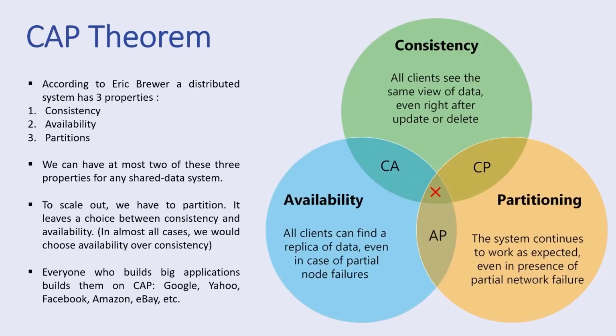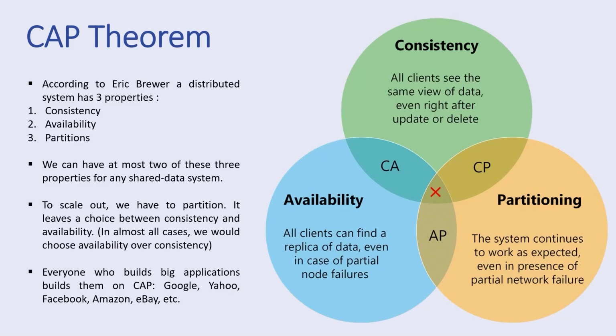So now we arrive at the CAP theorem. According to Eric Brewer, a distributed system has three properties: consistency, availability, and partition tolerance. We can have at most two of these three properties for any shared data system. To scale out, we have to partition. It leaves a choice between consistency and availability. In almost all cases, we would choose availability over consistency. Everyone who builds a big application builds them on CAP, like Google, Yahoo, Facebook, Amazon, or eBay.